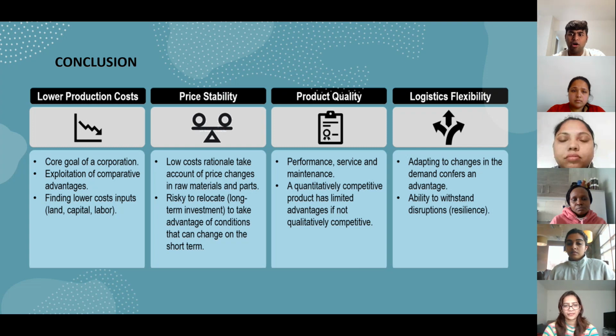Logistics flexibility: adapting to change in demand confers an advantage. Market demands are regularly subject to change, such as seasonally and in shows. Being able to respond rapidly to such events allows the corporation to continuously offer goods on the markets.